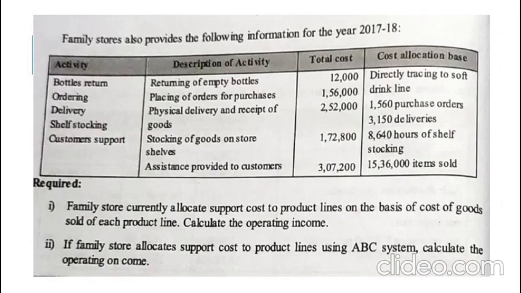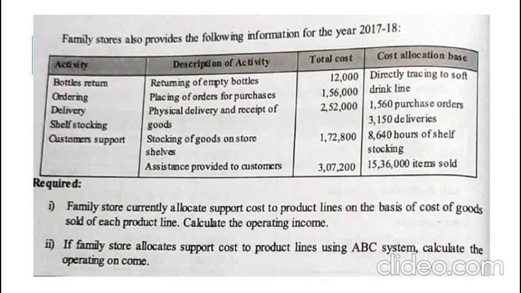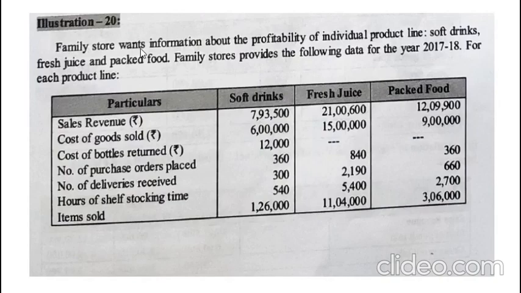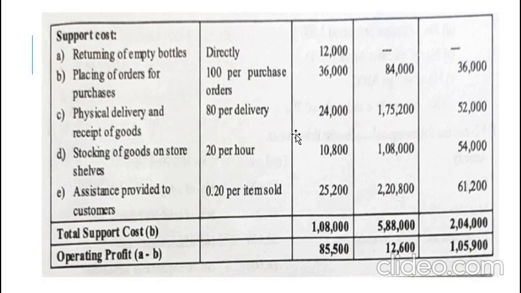The next activity is physical delivery and receipts, for which the cost driver is rupees 80 per delivery. The number of deliveries received is 300 for soft drinks, and the cost per delivery we have calculated is rupees 80. So 300 into 80 will give us 24,000.